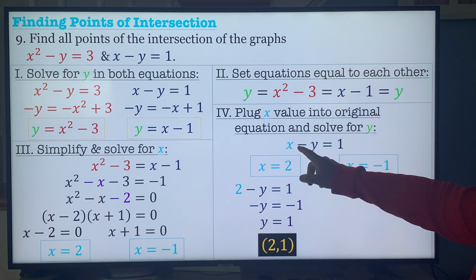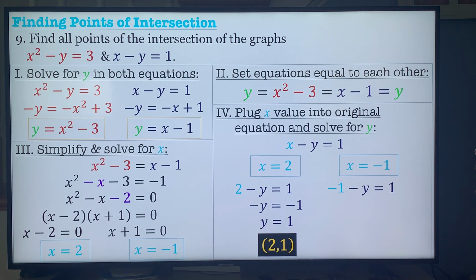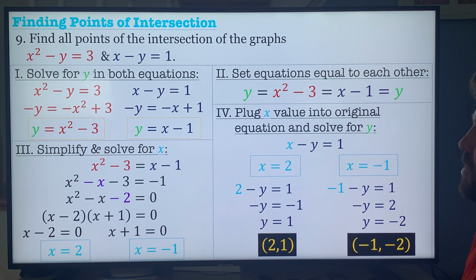Next one, I plug in negative 1. Negative 1 minus y equals 1. Add 1 to both sides. Negative y equals 2. Divide by negative 1, y equals negative 2. Negative 1, negative 2 is my second point of intersection. So those two graphs meet at these 2 points. And there you go. This is just working on our equation manipulation stuff.